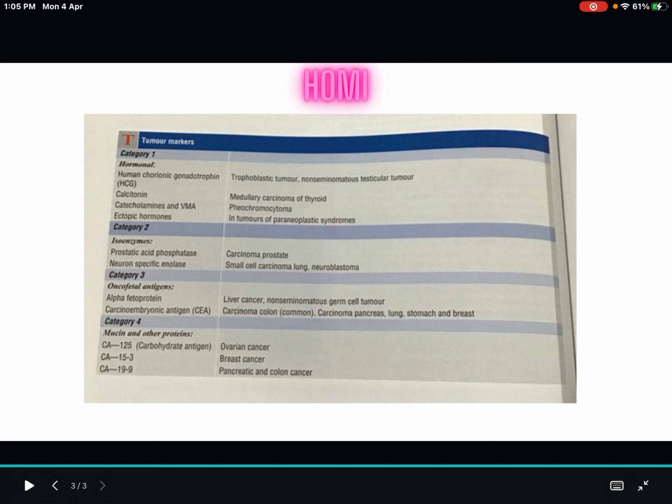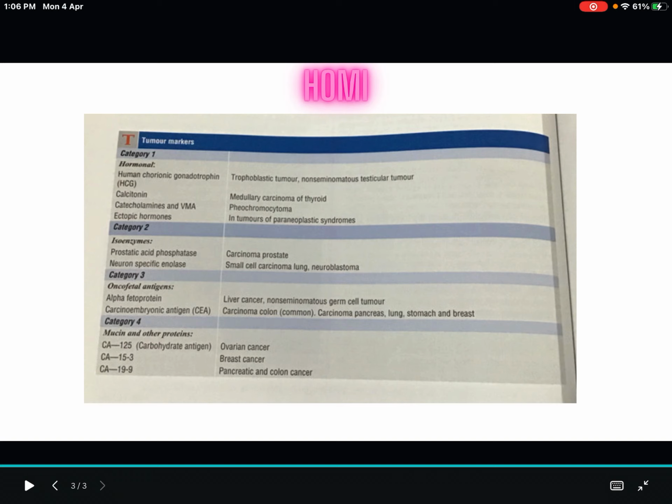Then coming to the last category, isoenzymes. Isoenzymes are prostatic acid phosphatase and neuron specific enolase. Prostatic acid phosphatase, you can remember as PAP, is elevated in carcinoma of prostate gland. Neuron specific enolase is for small cell carcinoma of the lung and neuroblastoma. So I think now you know what things to write if tumor markers are asked as a 2 marker.